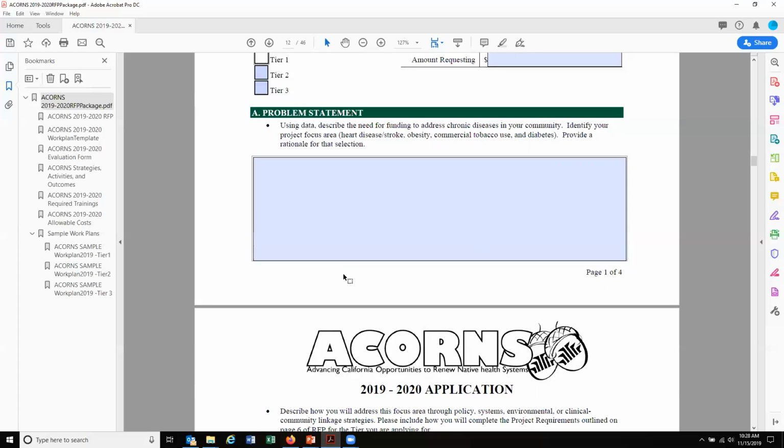So this is a really important piece of the application. Please make sure you give yourself plenty of time to complete that and include data that supports the need for funding to address chronic disease in your community. And data does not always have to be numbers. It can be anecdotal, it can be qualitative data, but there needs to be some rationale to describe why it is that your community or your tribal health program or your tribe has a need for this kind of funding.